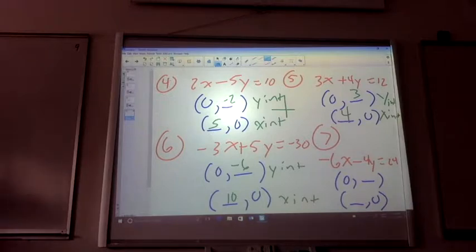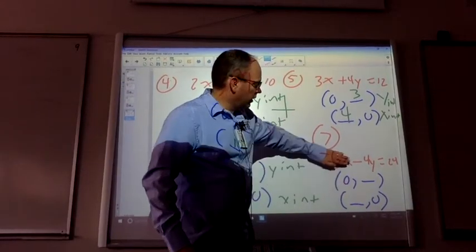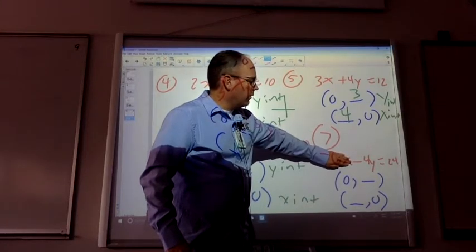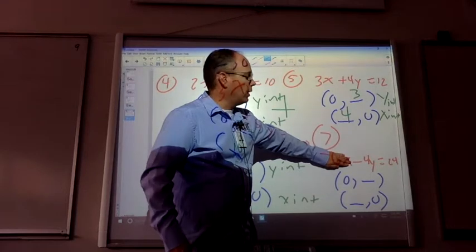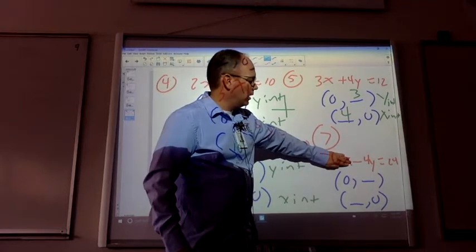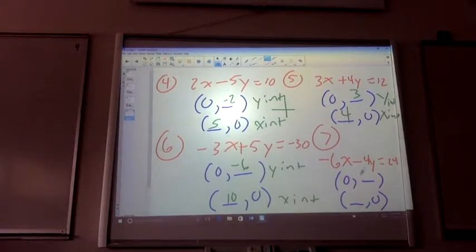Okay, problem 7. This is my x component right here. So I'm going to cover this x value up. So -4 times y is equal to +24. So -4 times what number gives me +24? -6. Is that an x or a y-intercept? It's a y as well.